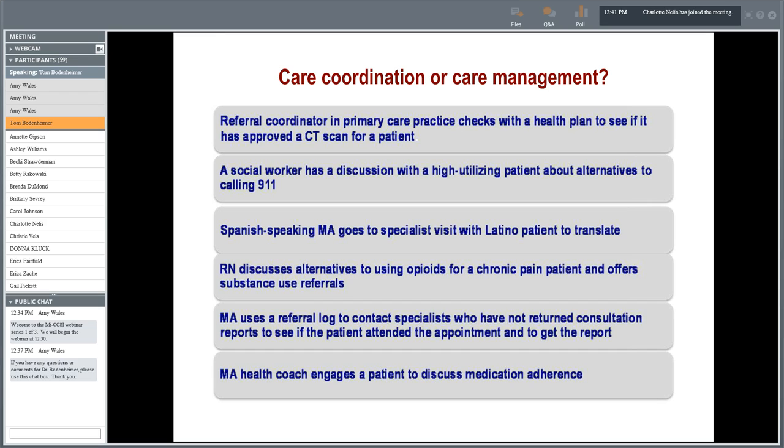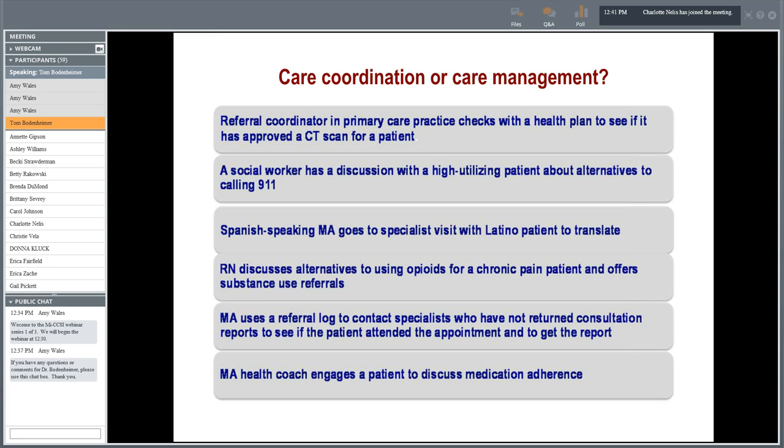A social worker has a discussion with a high utilizing patient about alternatives to calling 911. Is that care coordination or care management? Management. Absolutely. This is not just helping people navigate the system. Many people, especially people on Medicaid, go to the emergency room because they don't understand what else to do if they feel sick but to call 911. So this is really helping them to be self-managers. I know at San Francisco General, where I work, we have a lot of people who just call 911 when they get into trouble. And so we have care managers who make sure that people understand what else they could do when they get sick. Okay, good job, everybody.